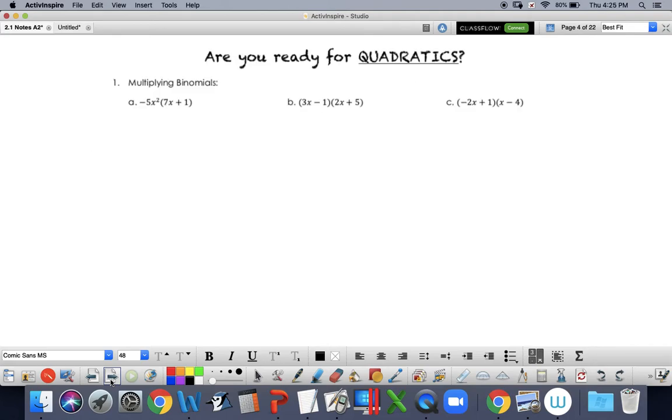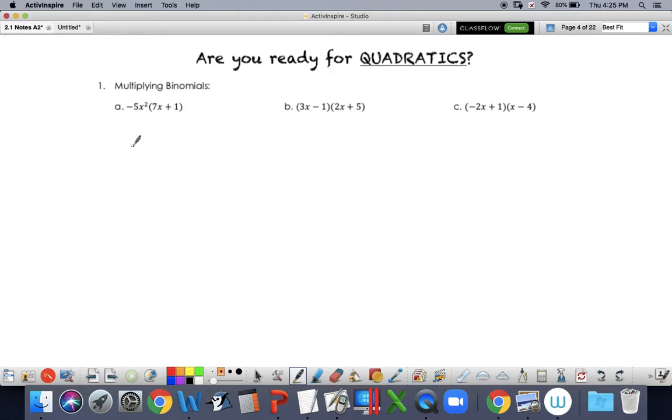Let us begin. So before we get to our first learning target, which is simplifying square roots, I want to make sure we remember how to do a couple of important things like multiplying binomials. So your first example in your notes is letter A, where I'm multiplying negative 5x squared through this binomial. And normally we would call this distribution. So I'm going to distribute the negative 5x squared through.